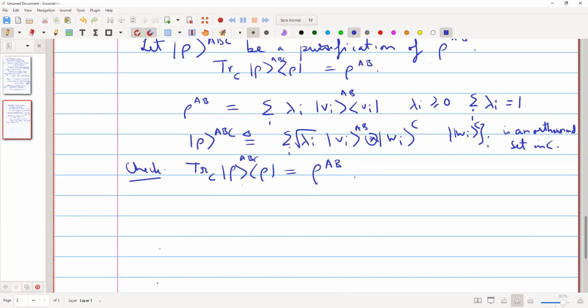Reason 2 is that when you form a ket bra, I'll get cross terms for i and i prime. It will turn out that the cross terms where i is not equal to i prime will vanish when I take the partial trace, when I discard C. But for i equal to i prime, the terms will have a lambda i. So maybe I should do it, because the notation is still sort of new. So this is a sum over i prime, lambda i prime.